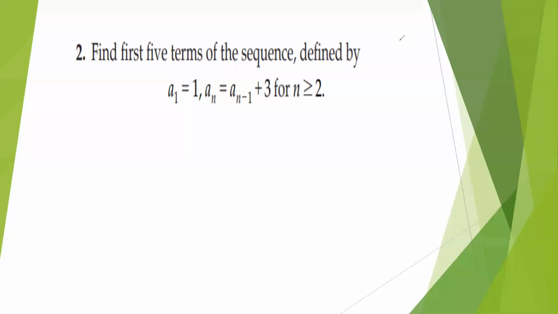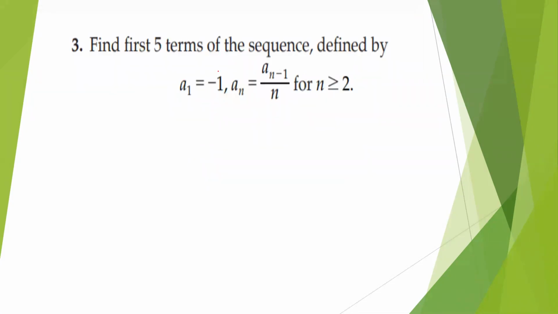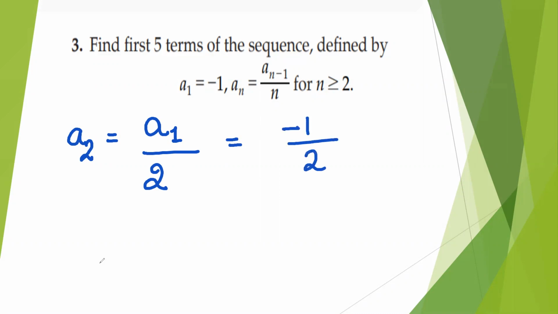So let's try another question. Find the first terms of the sequence defined by a_1 equal to minus 1 and a_n equal to this. So same thing we have to do. We have to find a_2 first. We put n equal to 2. So here it gives you a_1, and here we get 2 because n equal to 2 we are putting. a_1 equal to minus 1. So we get minus 1 by 2.